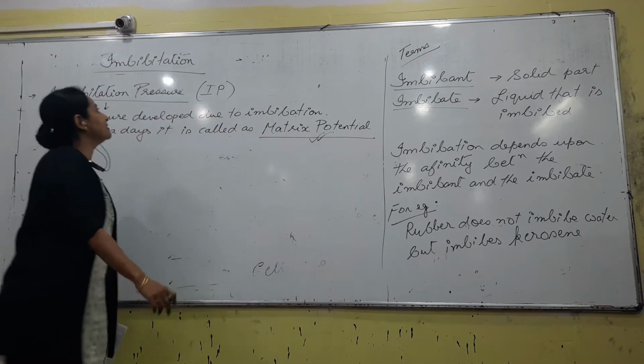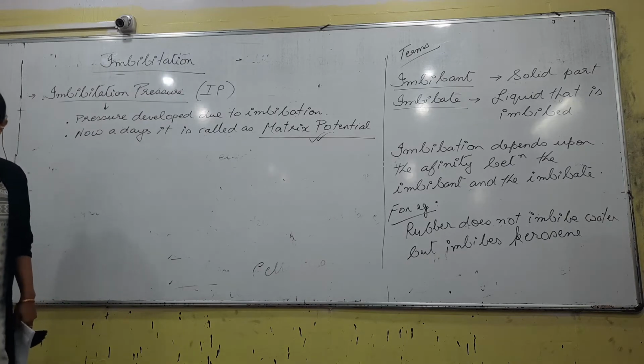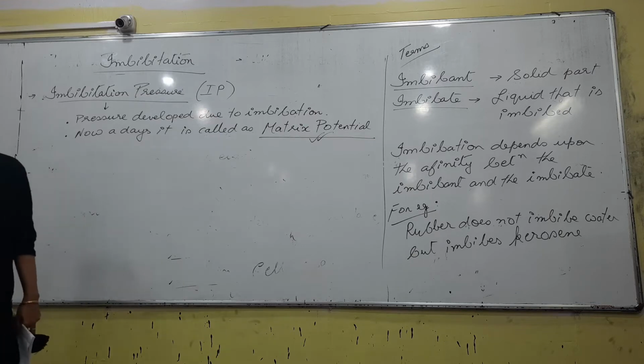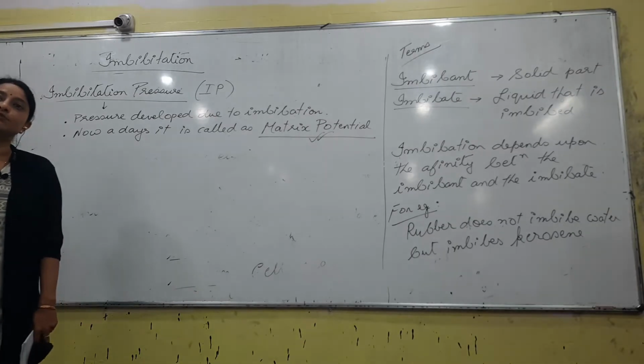Next we have something called the imbibation pressure. The pressure developed due to imbibation is called imbibation pressure. It is also called matrix potential. If you have read water potential before, there is a word there that is called matrix potential.